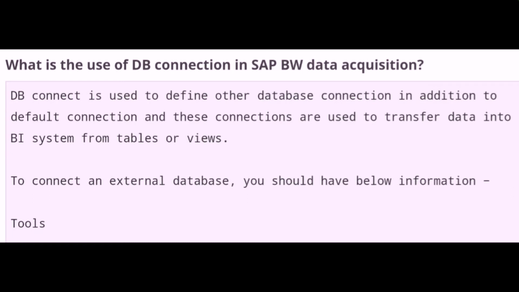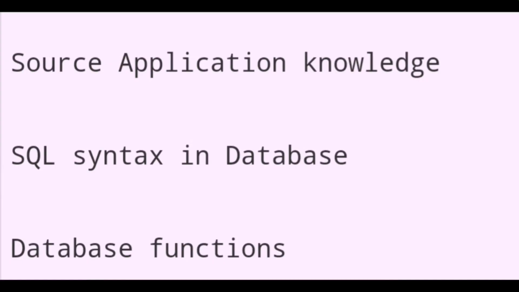What is the use of DB Connect in SAP BW data acquisition? DB Connect is used to define other database connections in addition to the default connection, and these connections are used to transfer data into BI system from tables or views. To connect an external database, you should have the following information: tools, source application knowledge, SQL syntax in the database, and database functions.